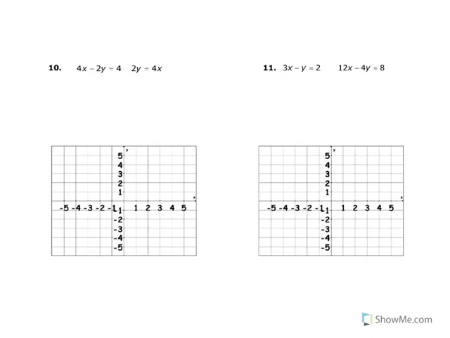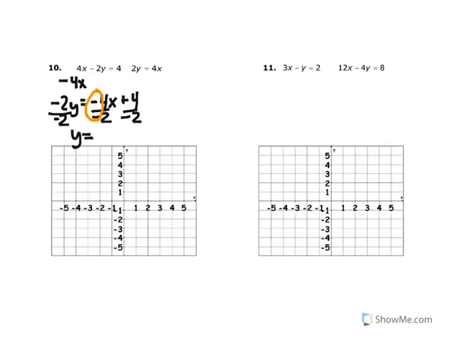Okay, on number 10, we again need to get these equations so that they're solved for y. So on the first equation, I'm going to subtract 4x, and I get negative 2y equals negative 4x plus 4. And now we divide everything by negative 2. And we get y equals these two negative signs right here. When you have 2 negatives, that makes a positive.